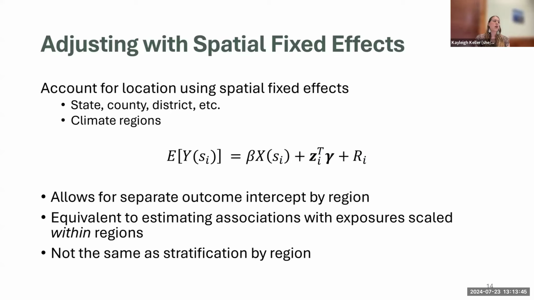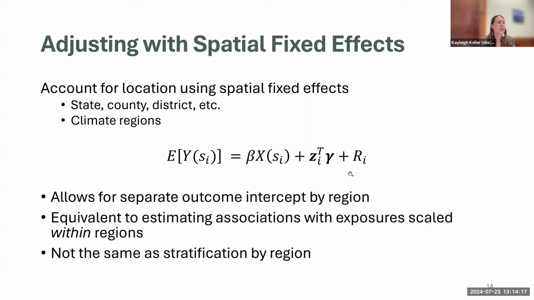So the first approach we might go is to just adjust for spatial fixed effects. And so this is accounting for location using basically indicator variables of the region or the spatial unit that an individual is in. So this might be something like state, county, province, district. It might be something like an indicator for climate region. But we're just adding a term to a model here. From my background, I think of these as indicator variables. You might have heard them referred to as dummy variables in analysis or fixed effects, depending on your background and what language you're familiar with here.